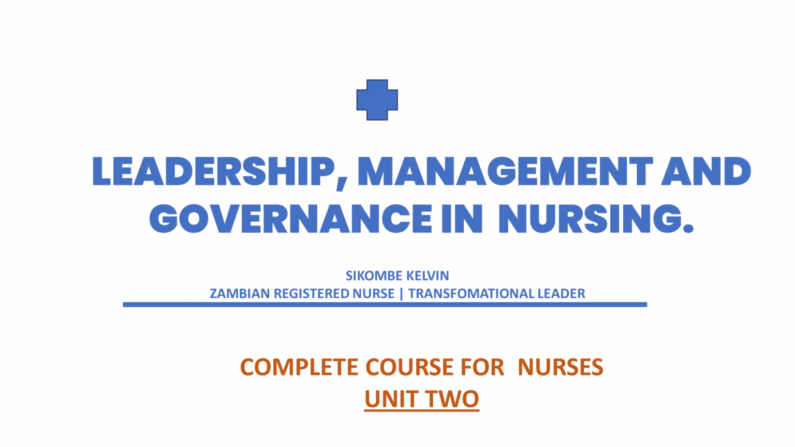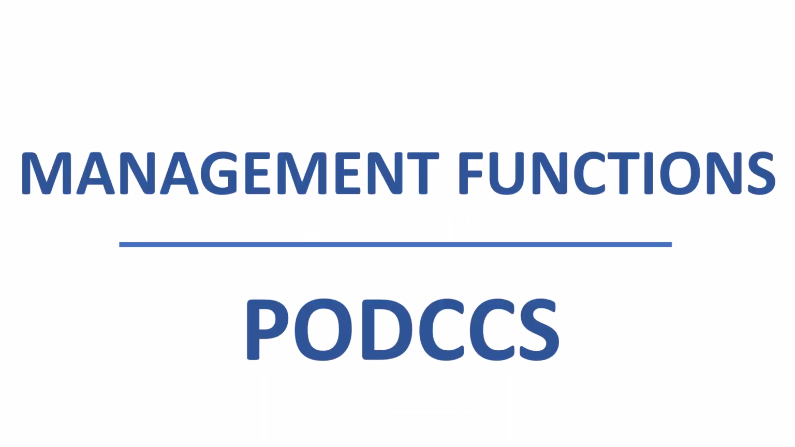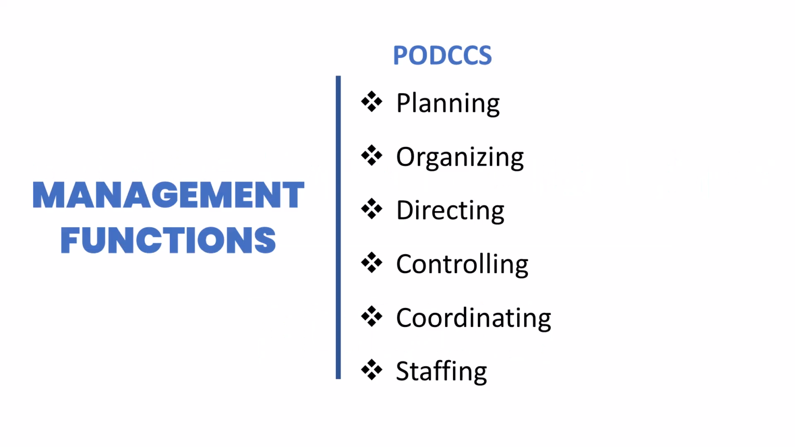So in Unit 2, you find management functions, which we summarize by the letters P, O, D, C, C, S. These letters will help you to memorize the management functions easily. P is planning, O organizing, D directing, C controlling, the second C is coordinating, then the last S is for staffing. These are management functions.